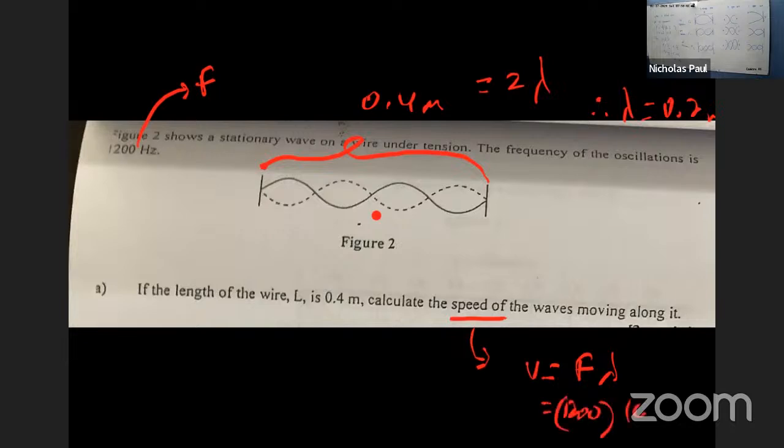1200 multiplied by 0.2. Lambda is set up on this. So you multiply the... lambda is 12.